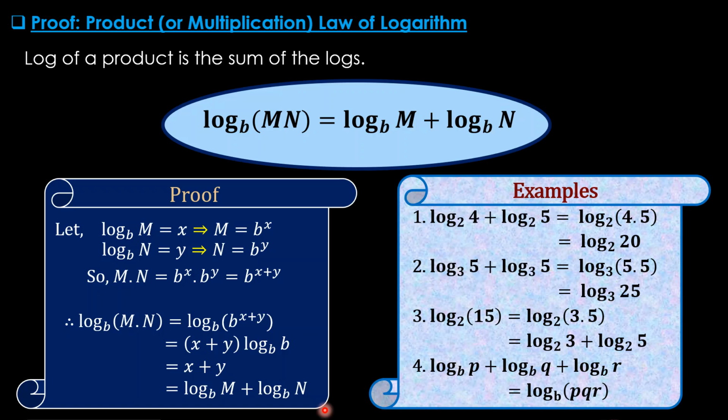There are some examples here. Log 4 plus log 5, we can write in this form, log 4 times 5 equals log 20. Log 5 plus log 5 equals log 5 times 5, log 25. But in each case, one thing we have to be careful about is that the bases are the same, 2 and 2, 3 and 3. Only if the bases are equal can we apply this product rule.